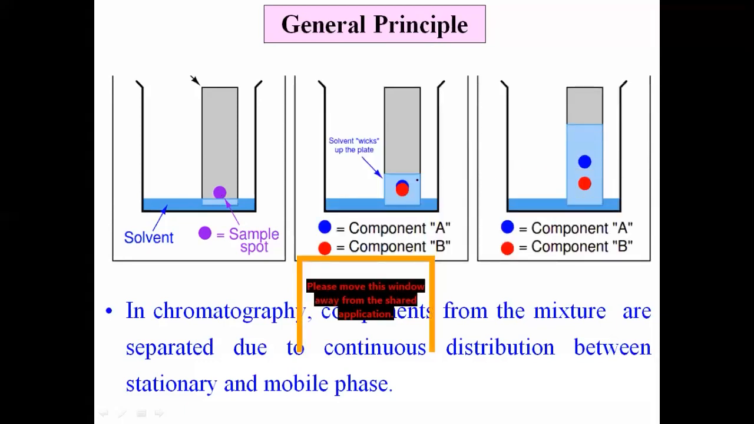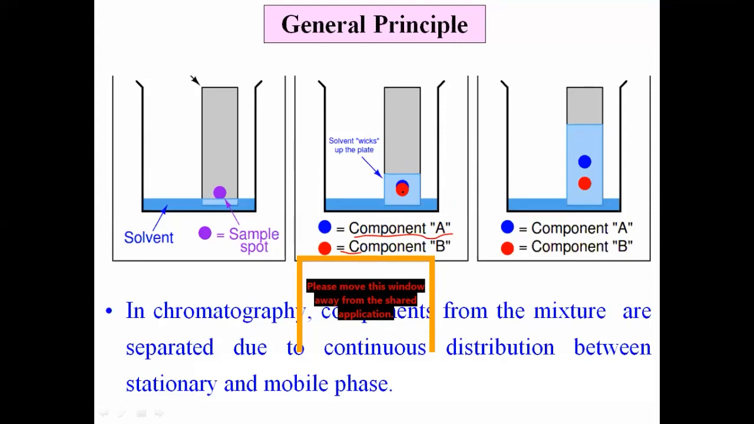Let me show the diagram. The component which has more affinity for the mobile phase will move fast. Here, I take component A, the blue spot we have shown; it has more affinity for the mobile phase, so it moves fast along with that mobile phase, while another component, suppose red, has more affinity for the stationary phase, so it moves slowly.